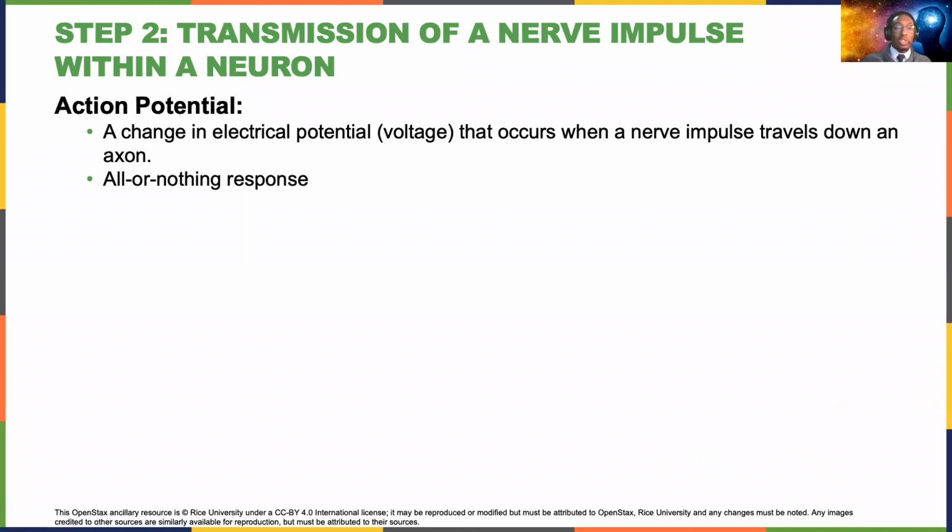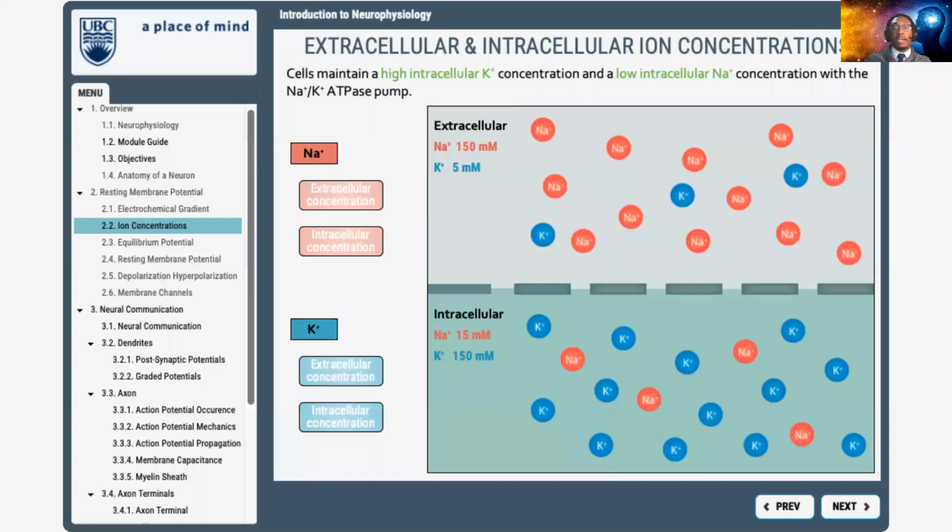The action potential is a change in electrical potential or voltage that occurs when a neural impulse travels down an axon. And it is described as an all or nothing response. And we'll see what that means in a moment.